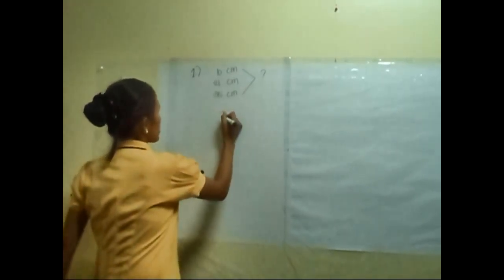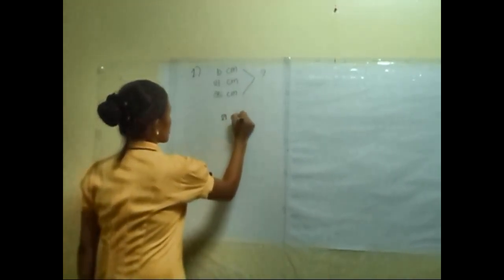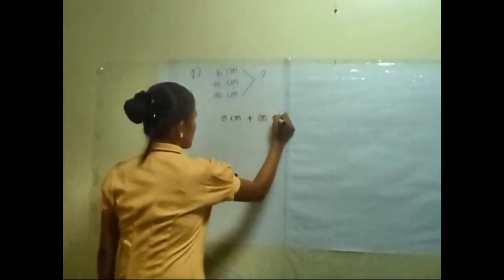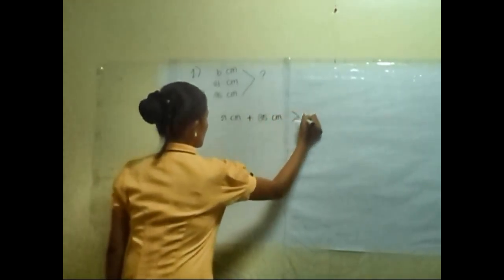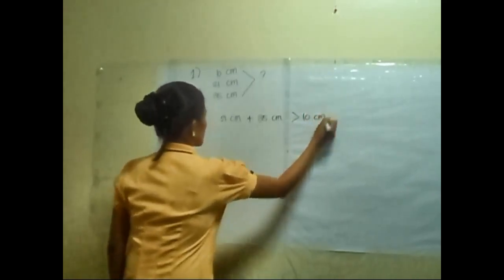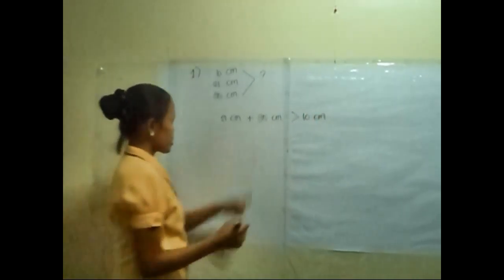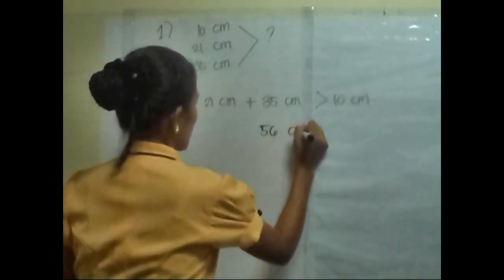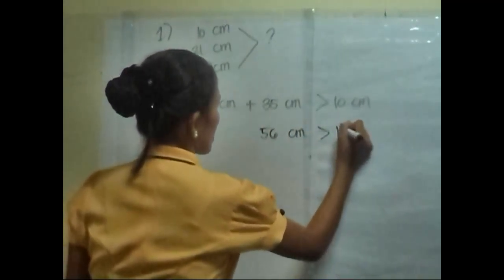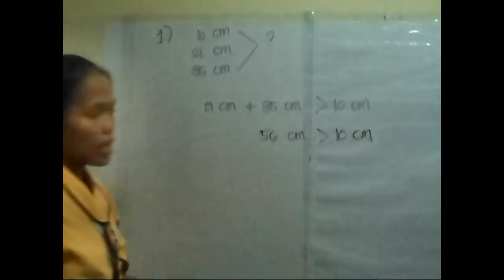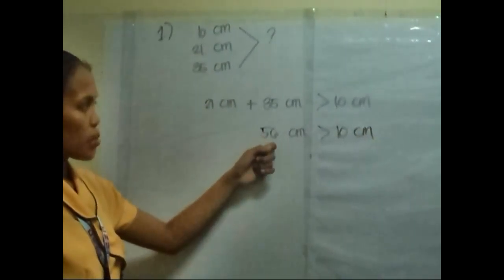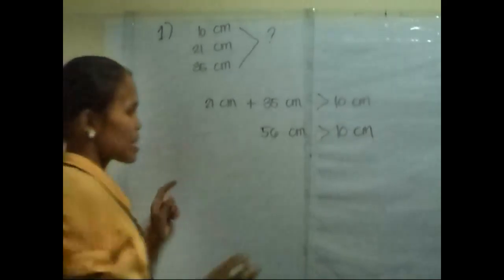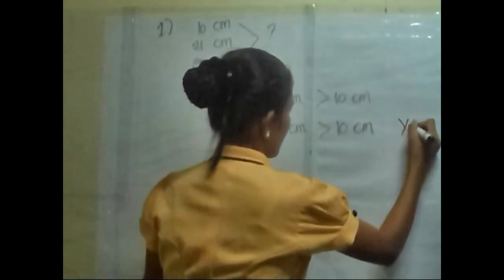So let's start with 21 cm plus 35 cm. Is it greater than 10 cm? So let's add 21 plus 35. It is 56 cm. Is 56 cm greater than 10 cm? Probably the answer is yes.